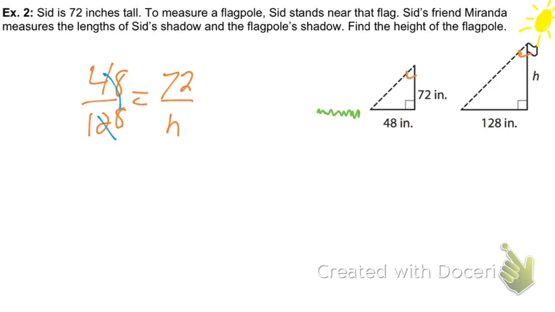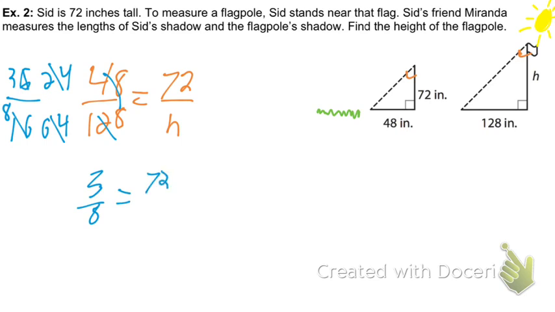2? Yeah, cool. 24 and 64, we're going to be here for a bit. What goes into 24 and 64? 4. Okay, 4 goes into both. 6 and 16. What goes into both? 2. Okay, 3 and 8, there we go. Now we cross multiply with 3 over 8 and 72 over H.